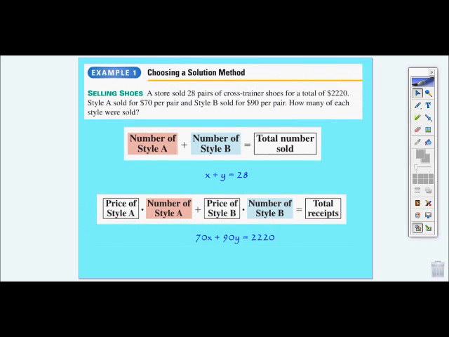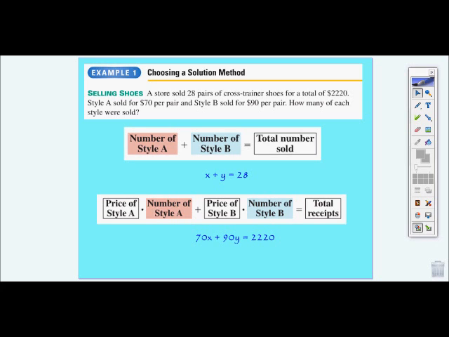We'll start out with the first story problem and try to see if we can choose the correct solution method or the most appropriate one. Example 1 is about selling shoes. A store sold 28 pairs of cross-trainer shoes for a total of $2,220. Style A sold for $70 per pair, and Style B was $90 per pair. How many of each style were sold?